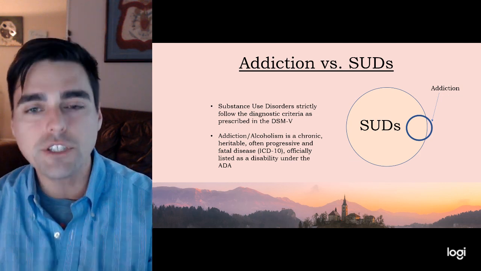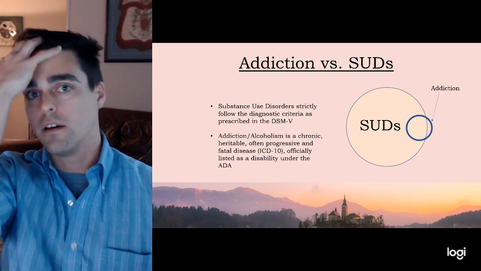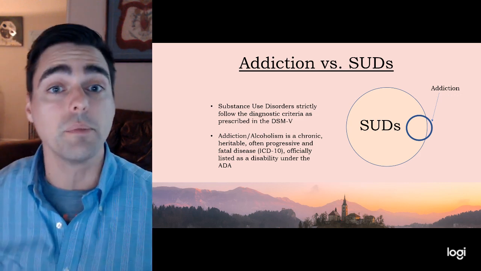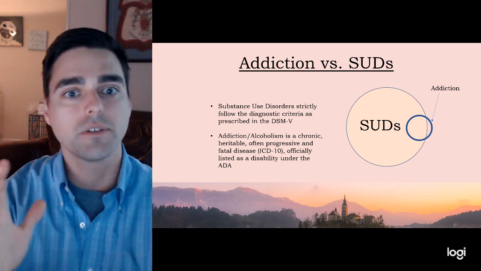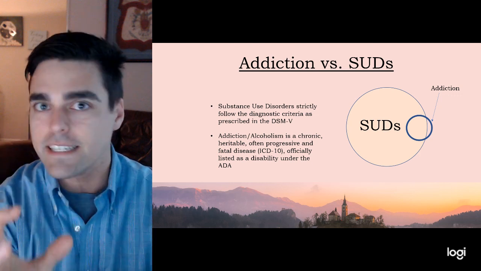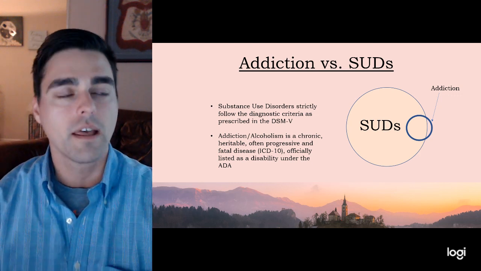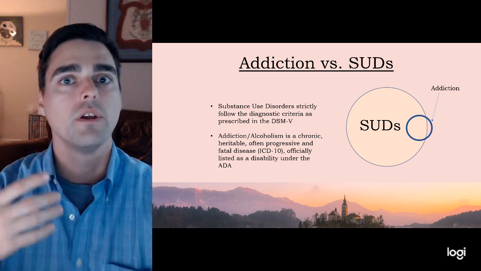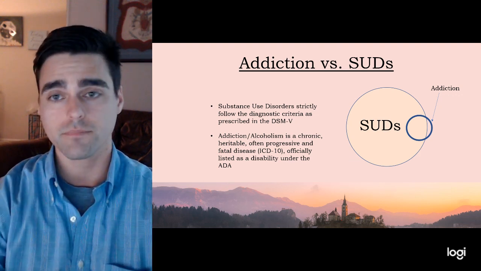It's officially listed under the Americans with Disabilities Act as a disability. Both addiction and alcoholism are listed as disabilities. So I find it really fascinating that we diagnose substance use disorder and we don't diagnose addiction, but it's both listed as a disease, so technically it could be diagnosed, and it's classified as a disability that deserves and legally requires accommodations.